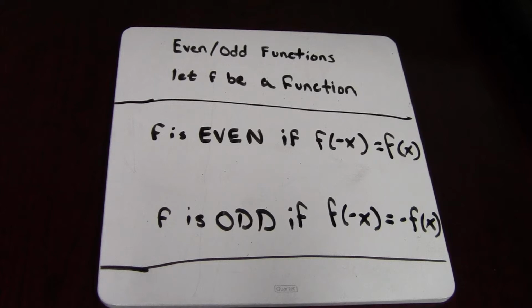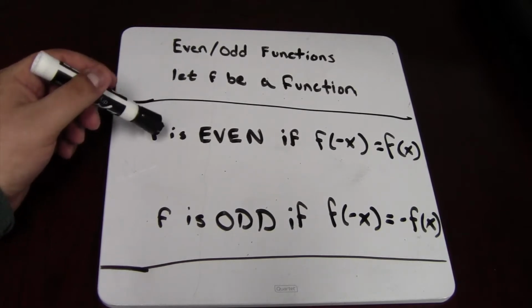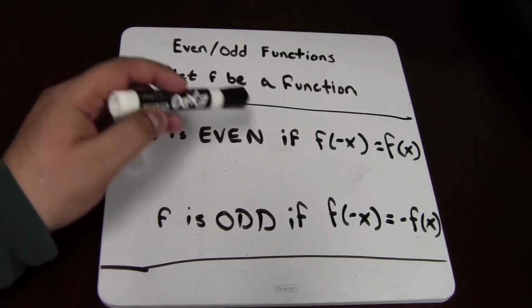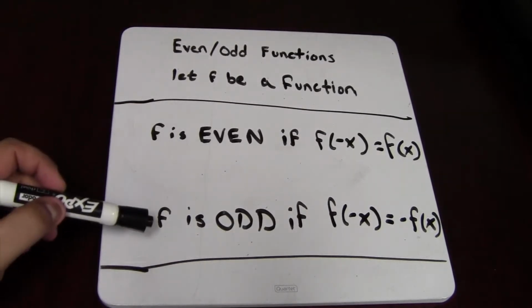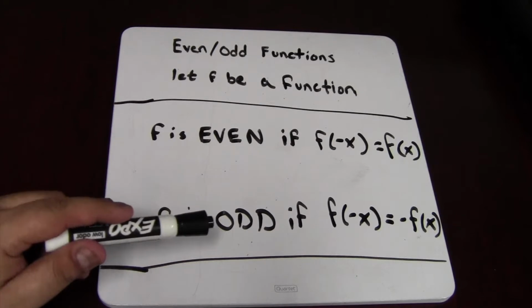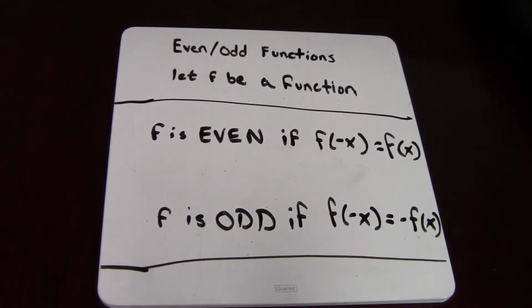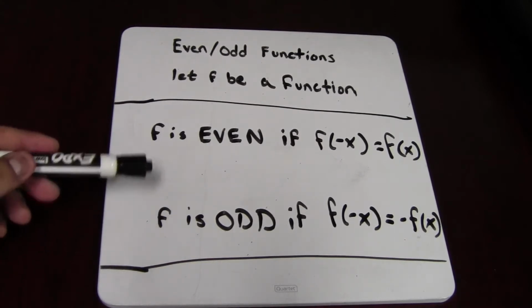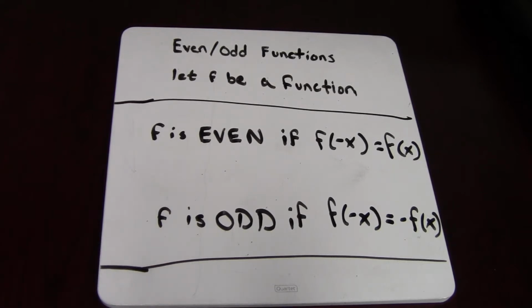In this video, let's do a couple of problems where we try to figure out if a function is even or odd. So let's let f be a function. We can say that f is even if f of negative x is equal to f of x. Likewise, we can say f is odd if f of negative x is equal to negative f of x. That's the general concept here. Now, if neither of these two things happened, you guessed it, it's neither even nor odd. It's neither one. Let's take a look at a few examples of this.